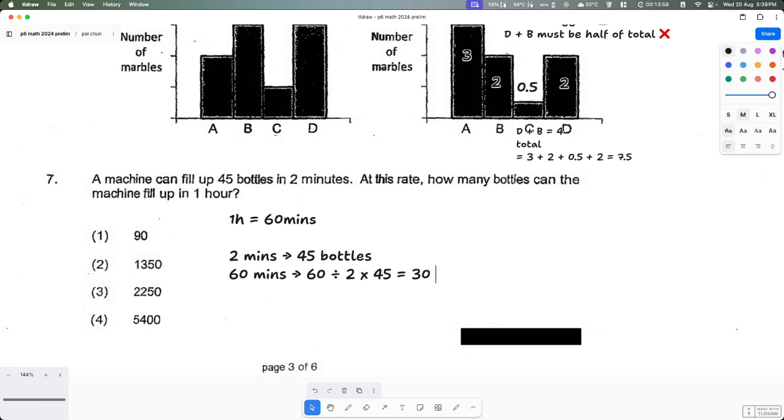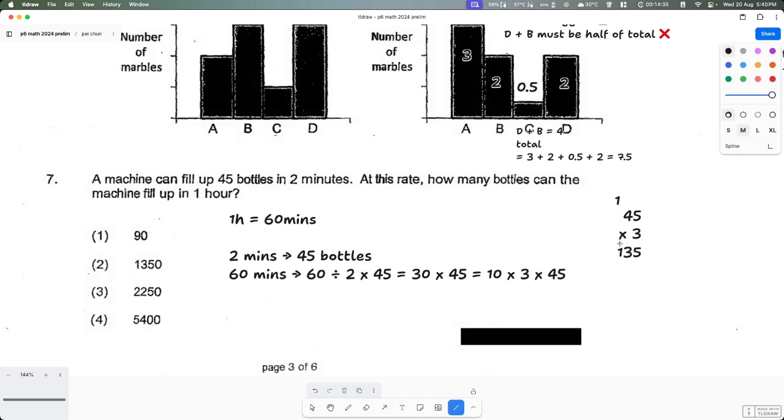30 times 45. Okay, so what would this become? Okay, so what we can do is we can multiply 10 times 3 times 45. So I'm just having 45 times 3, okay, over here. So in this case, 5 times 3 is 15. Then we will put 1 over here, right? Then 4 times 3 is 12, plus 1 is 13, right?